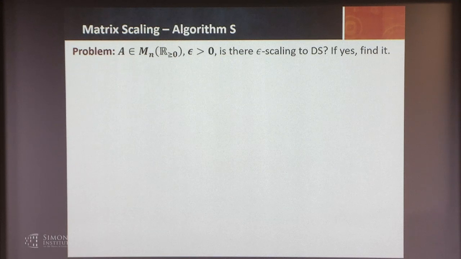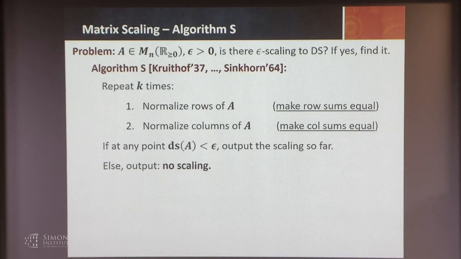Let me just show you an algorithm, which is very simple. Suppose I give you this n by n matrix, and I ask, is there an epsilon scaling to doubly stochastic? I also give you epsilon. How do we find it? People in the 30s already just did the naive algorithm that you would think.